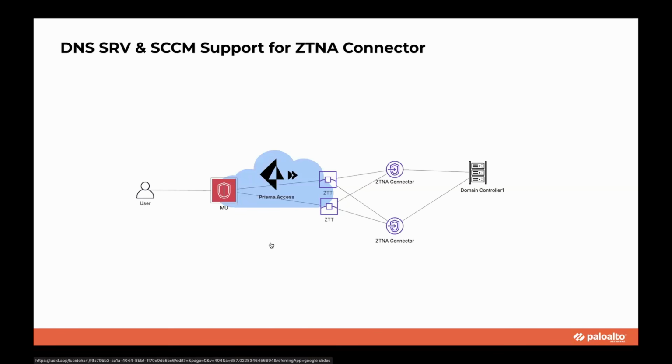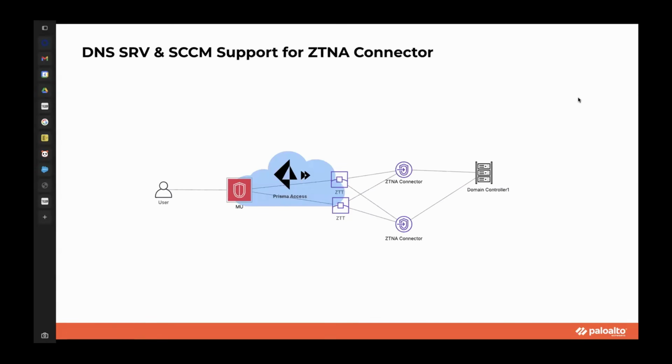Now, moving forward, for the purpose of this demo, we'll be using this topology. You can see that we have a mobile user connected to the MU gateway, which is the security processing node, and that connects to the ZTTs, which in turn connect to the ZTNA connector. There is IPsec, and you have eBGP with ECMP between ZTT and ZTNA connector, and then you have iBGP with ECMP between MU and ZTTs. And similarly, the traffic will go to a domain controller. So here we have one domain controller.